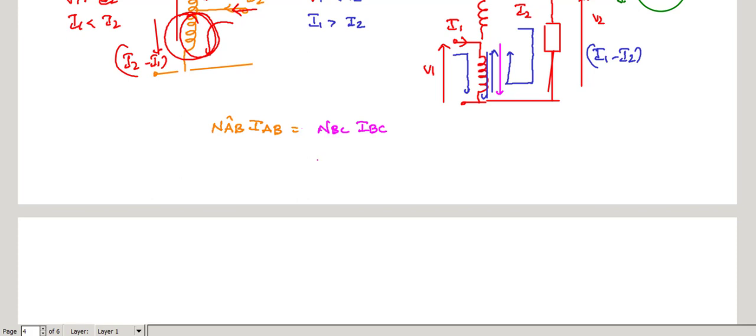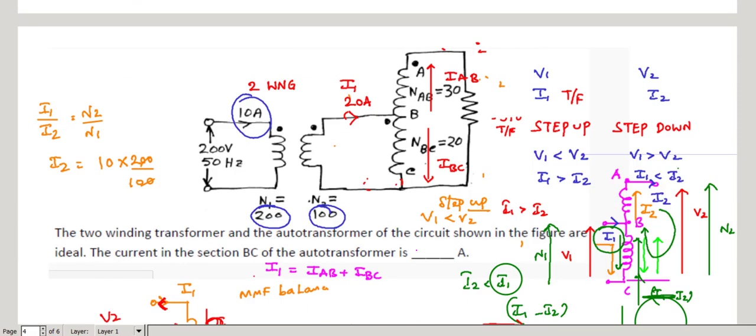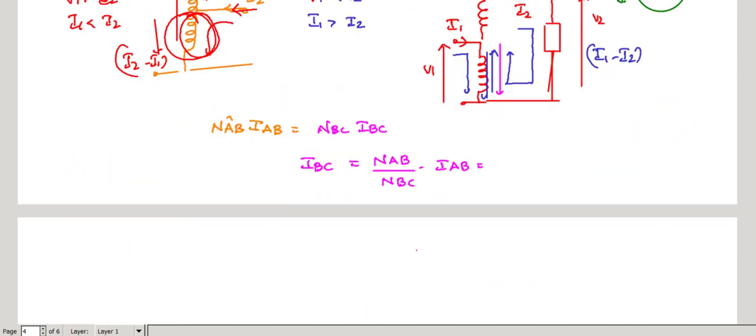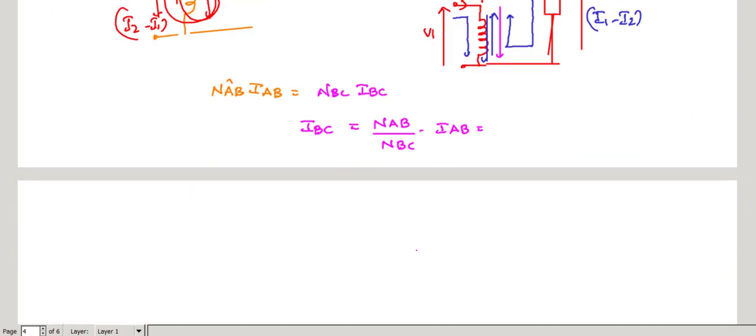Okay, so from this, what is IBC? IBC equal to NAB by NBC into IAB. The number of turns of AB is 30, and the number of turns of BC is 20. So you get 30 by 20 into IAB, which is 3 by 2 IAB.